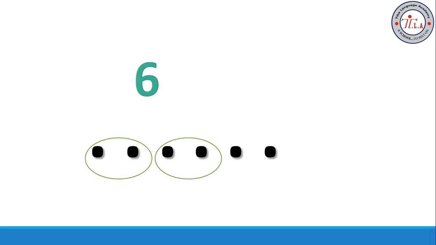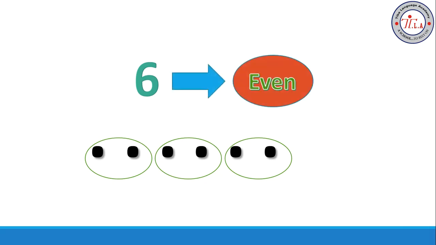Another one. Here we have number 6. Let's draw 6 dots: 1, 2, 3, 4, 5, 6. Then let's circle each couple of dots. First circle, second one, third one. Is there any dot left for us? No. So it's an even number.